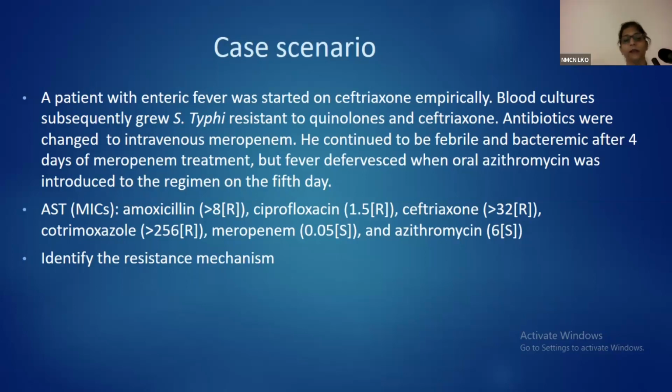The AST, as given by the lab, showed resistance to amoxicillin, ciprofloxacin, ceftriaxone, and cotrimoxazole. But the isolate was sensitive to meropenem and azithromycin. So what is the possible resistance mechanism? Basic penicillins are also gone. Then ceftriaxone also gone. Sensitive to carbapenems. That means it is most likely an ESBL phenotype.